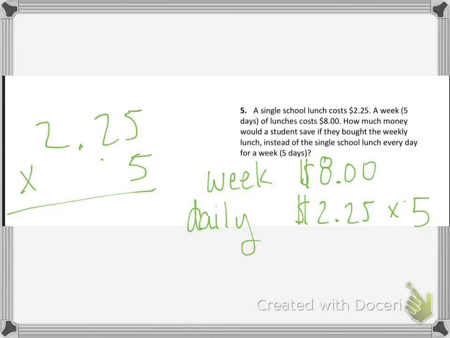5 times 5 is 25. 5 times 2 is 10, plus 2 is 12. 5 times 2 plus 1 is 11. We have 2 decimal places in our problem. That's how many we're going to have in our answer. So you're going to pay $11.25 daily. But that's not what the question's asking for.